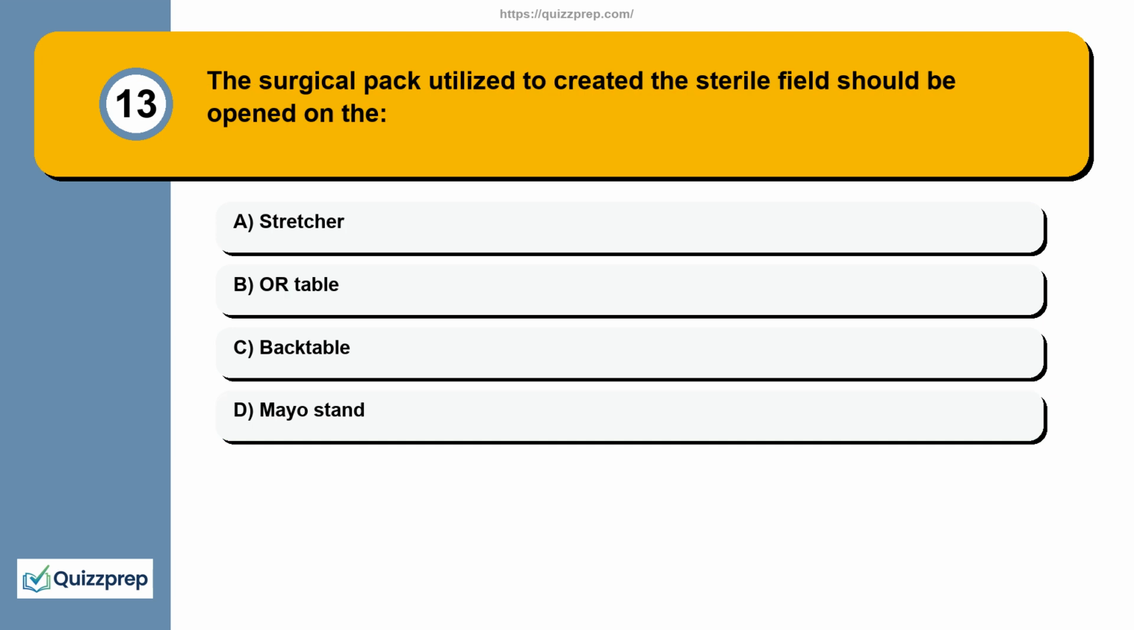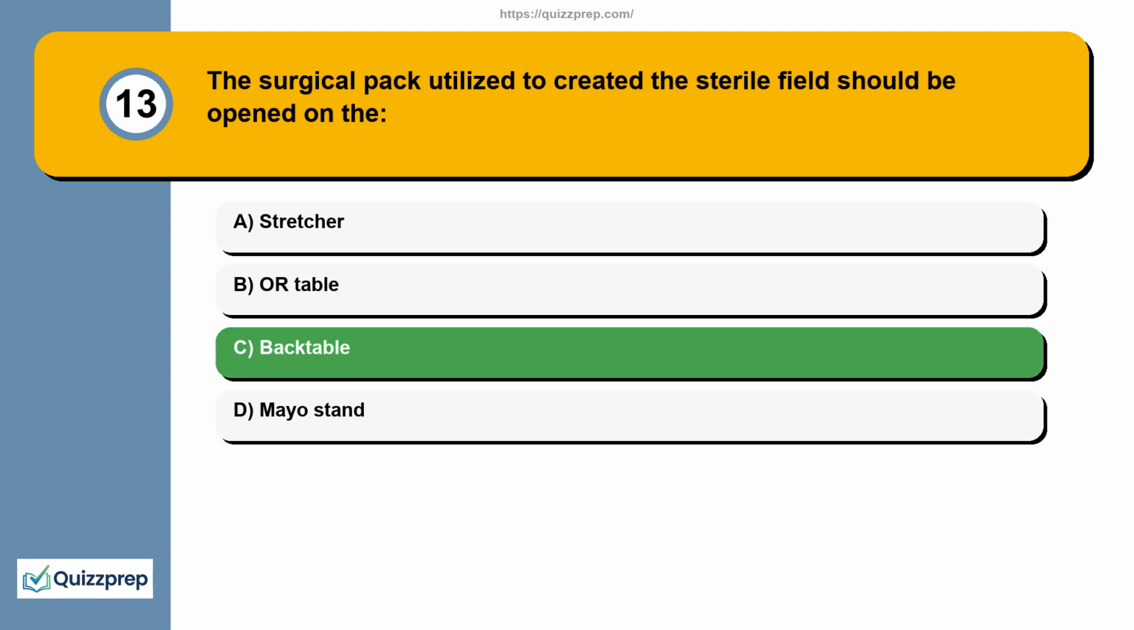Question 13. The surgical pack utilized to create the sterile field should be opened on the: option A, stretcher. Option B, OR table. Option C, back table. Option D, Mayo stand. The correct answer is option C, back table.